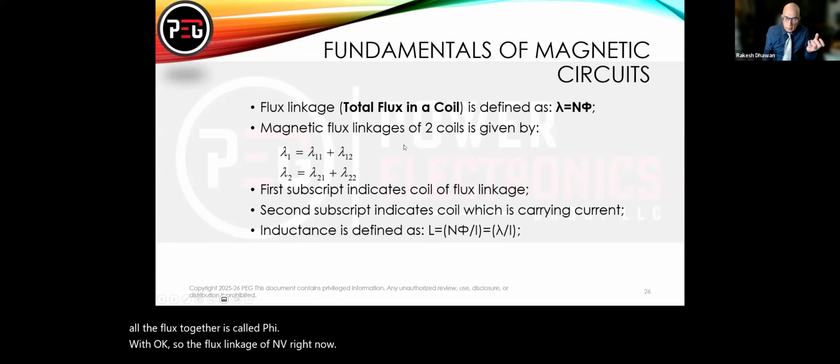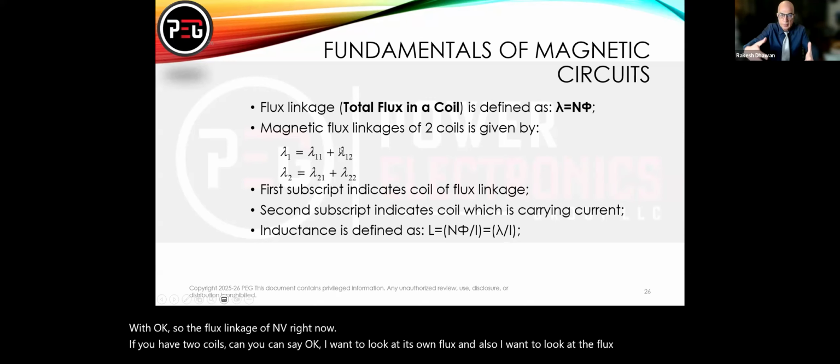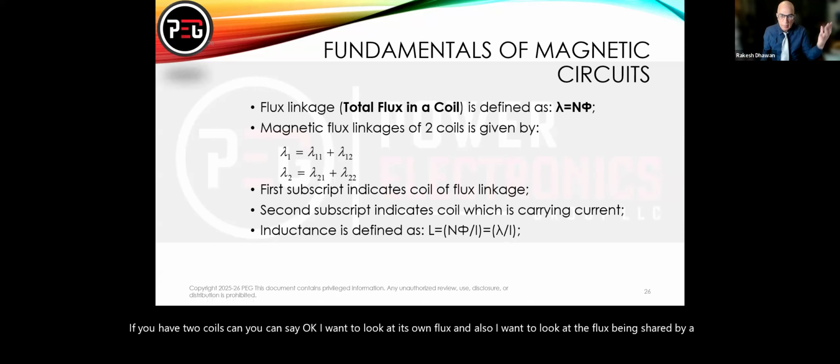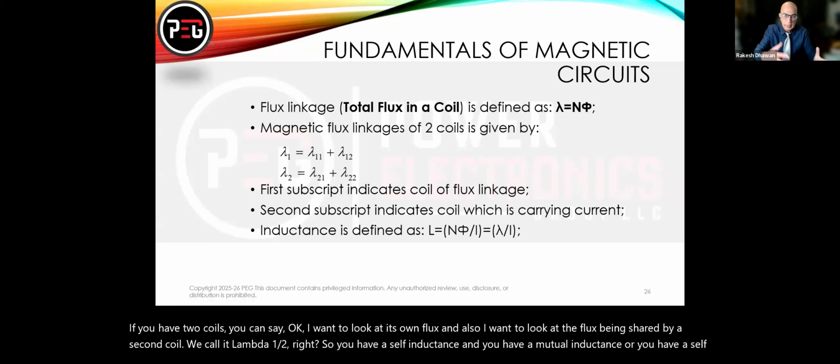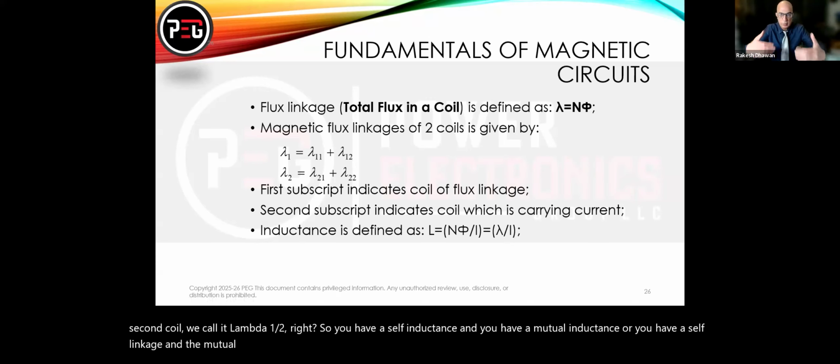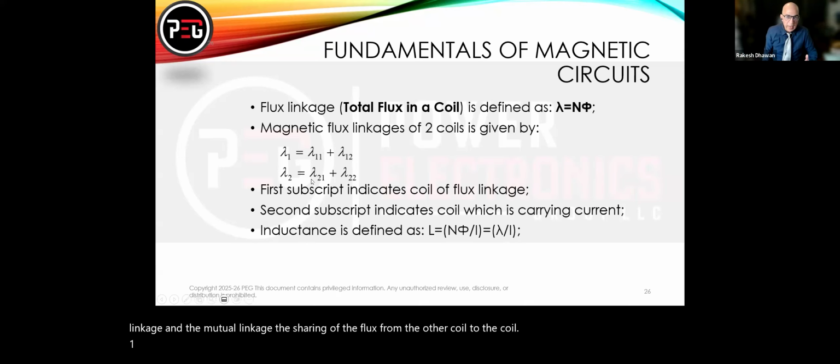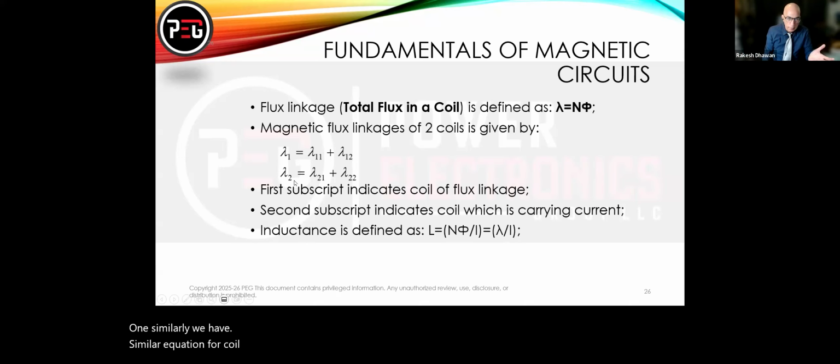Now, if you have two coils, you can say, I want to look at its own flux, and also I want to look at the flux being shared by a second coil. We call it lambda 1, 2, right? So you have a self-inductance and a mutual inductance, or a self-linkage and a mutual linkage, just sharing of the flux from the other coil to coil 1. Similarly, we have a similar equation for coil 2, right?